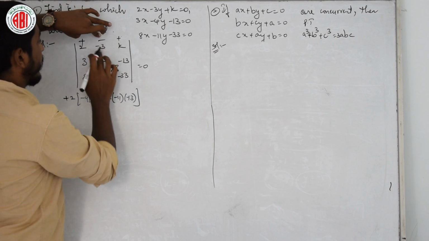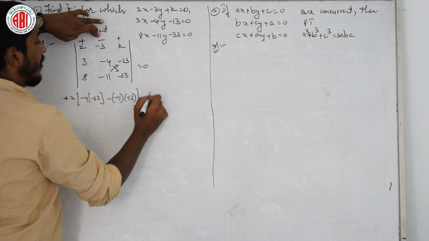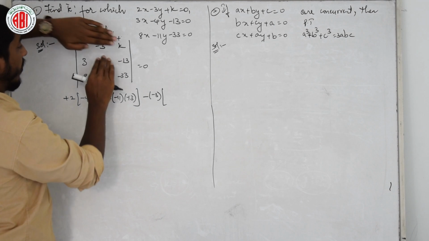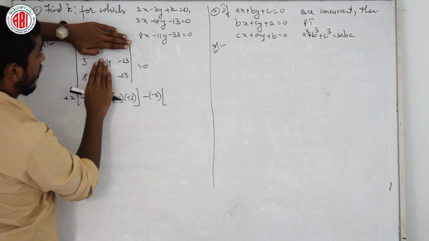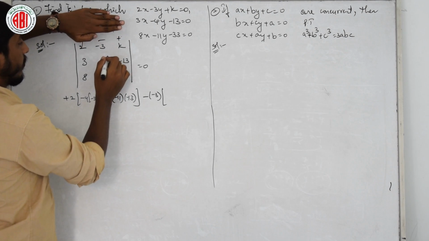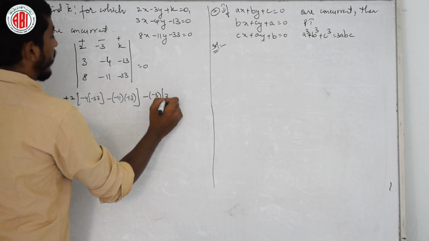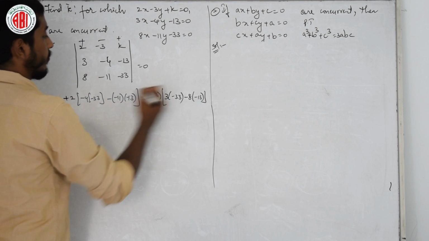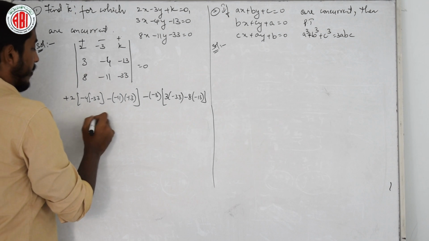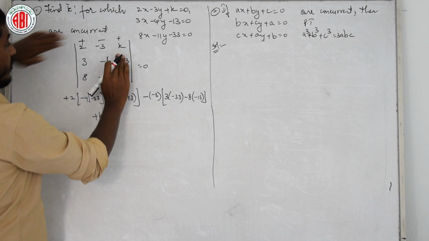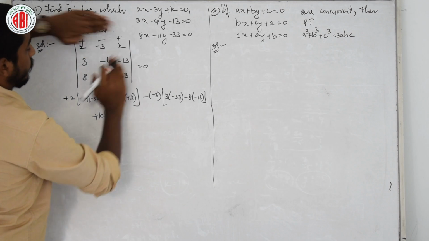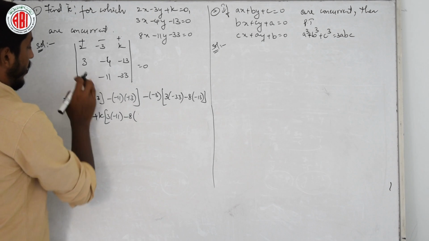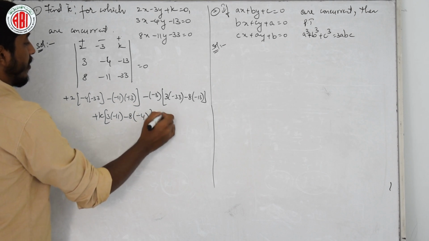Then next, for the second term, there is already a minus and we have put one more minus, we have to close both of these terms. Then it forms a 2 by 2 matrix, that is 3 into minus 33 minus 8 into minus 13. Is it okay? Plus k into, close the first row and this column, 3 into minus 11 minus 8 into minus 4, that is equal to 0.